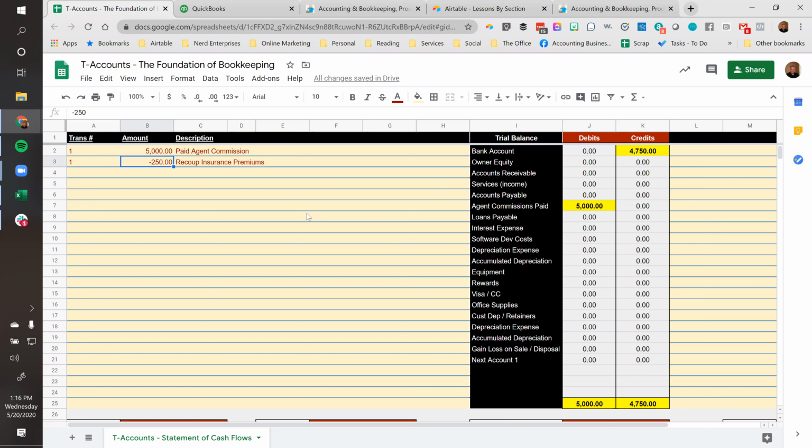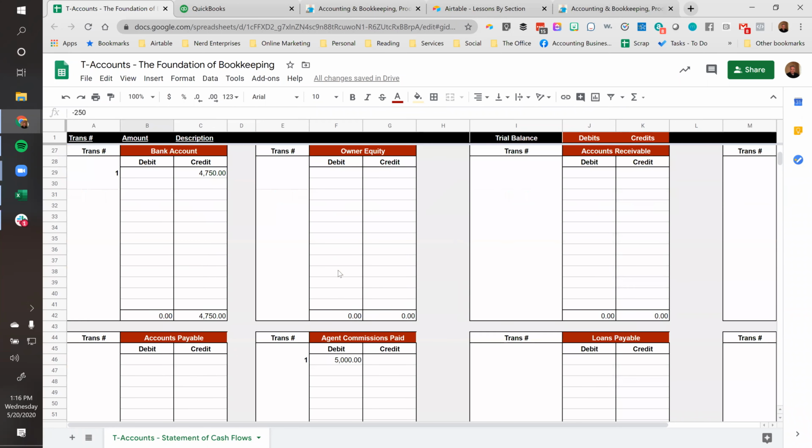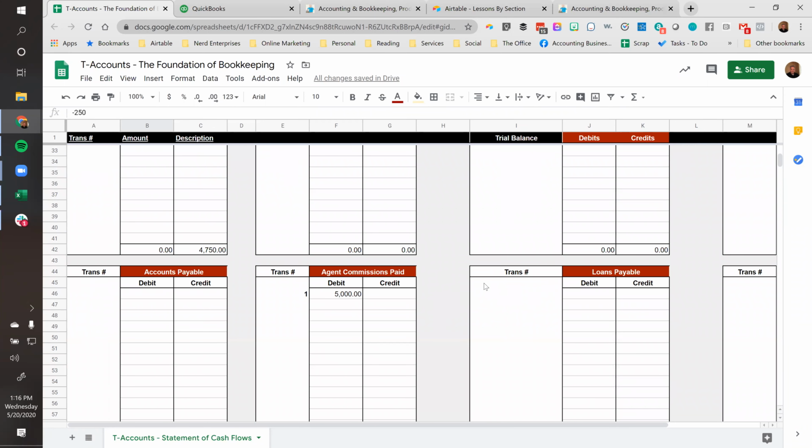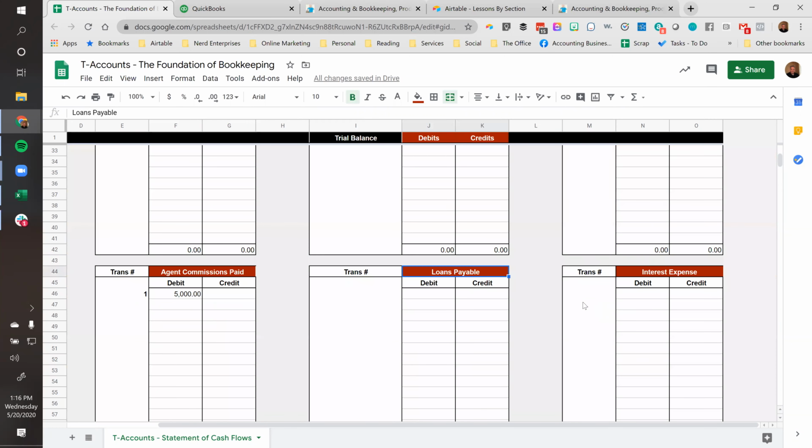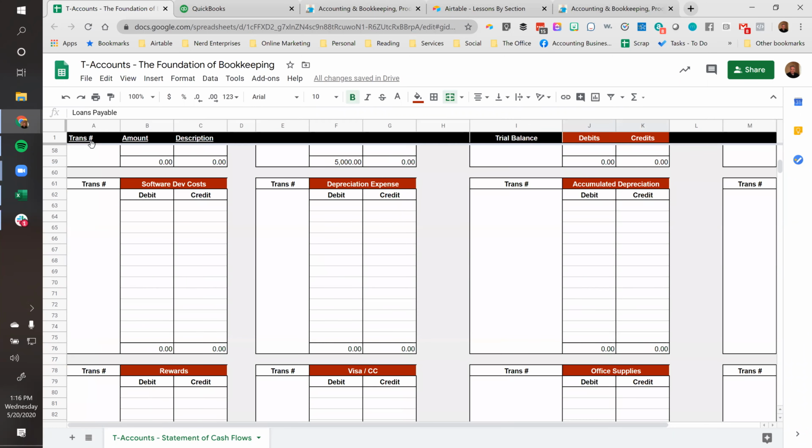So we need an insurance expense. Let me see if I have insurance in here. If not, I'll go steal another account and create it. All right, so we're probably going to need loans payable. Let's go a little further. Here we go. We'll get rid of software development costs. Okay, and now we're recouping insurance expense, right? So we're reducing the expense.